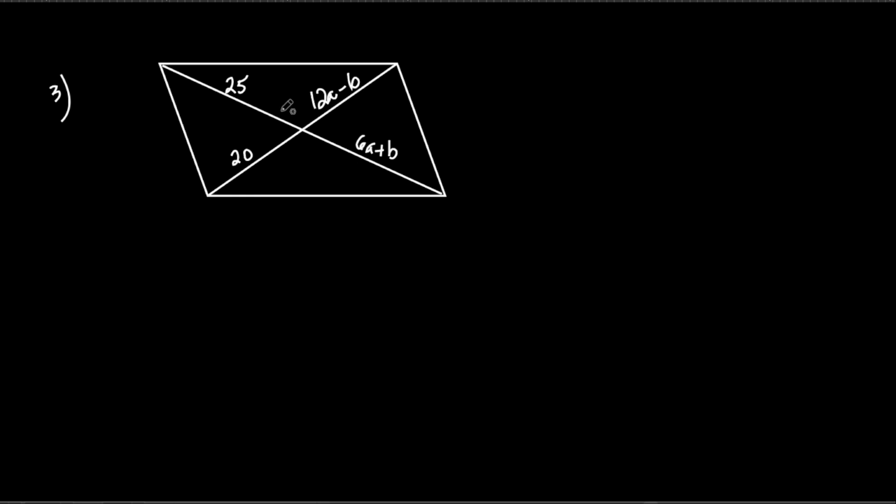In order to be a parallelogram, what must be true about the diagonals? We just said it on the last problem. They have to bisect each other. So what are we going to do? We're going to set them equal to each other, right? So set 6a plus b equal to 25. And then set 12a minus b equals 20.